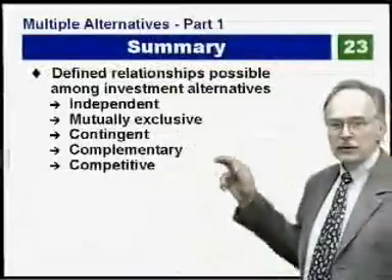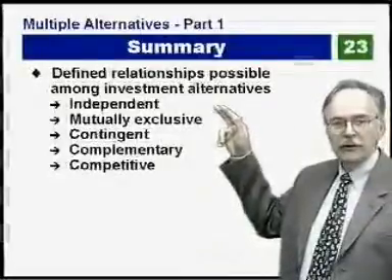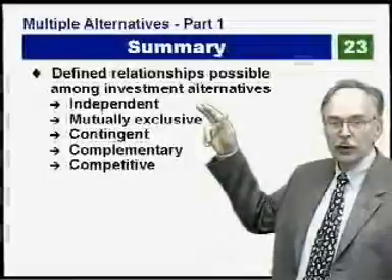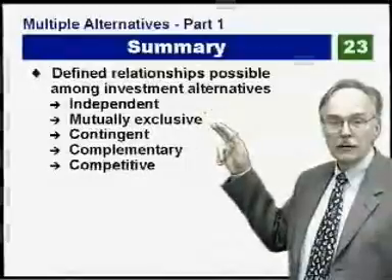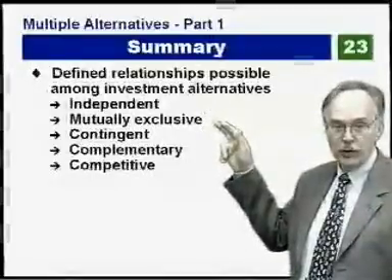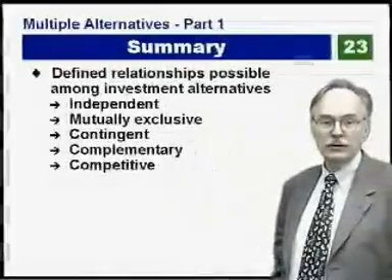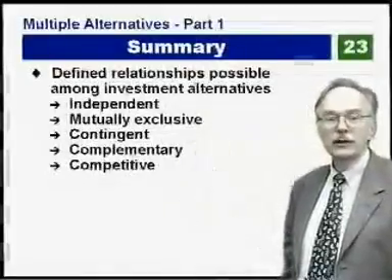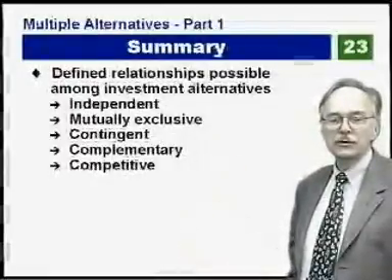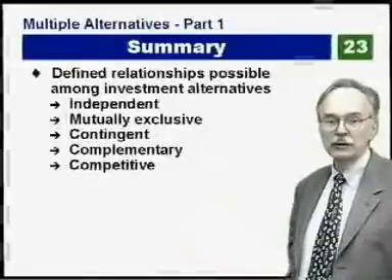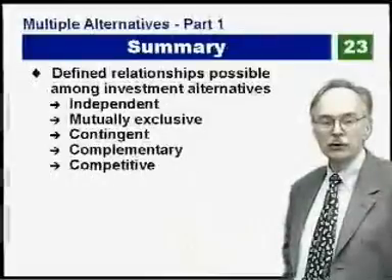So let's summarize what we've done in this lecture. We have summarized some relationships. We've defined 5 different kinds of relationships, starting with independent, where the selection of one project doesn't affect the selection of another; mutually exclusive, where you can only select one project from a group; contingent, where you cannot select a particular project unless you select another one. One project depends on another one; complementary projects, where you gain some kind of synergistic benefit by having a combination alternative; and competitive projects, where you lose something when you combine 2 individual alternatives.